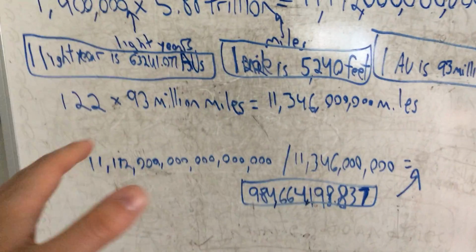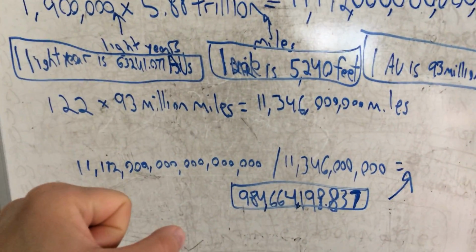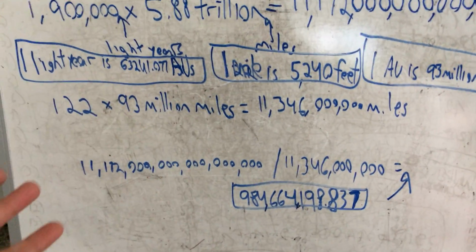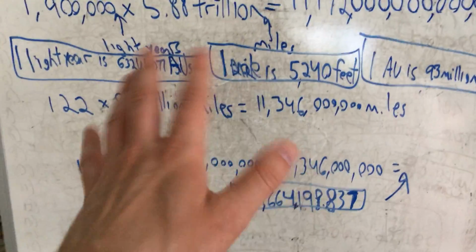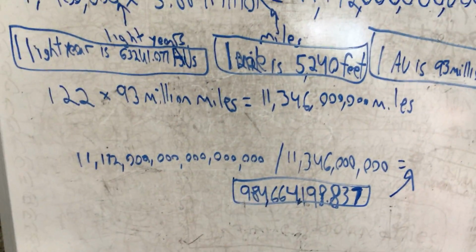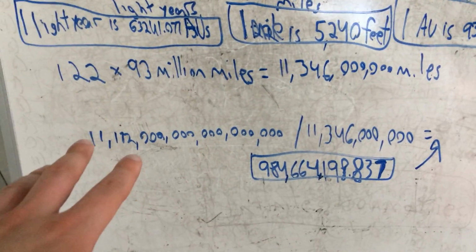But I've always been under the impression that light travels at 300,000 kilometers per second, or roughly 186,000 miles per second, or however many miles it is. I don't know off the top of my head. But anyways, this is what we know so far, though.